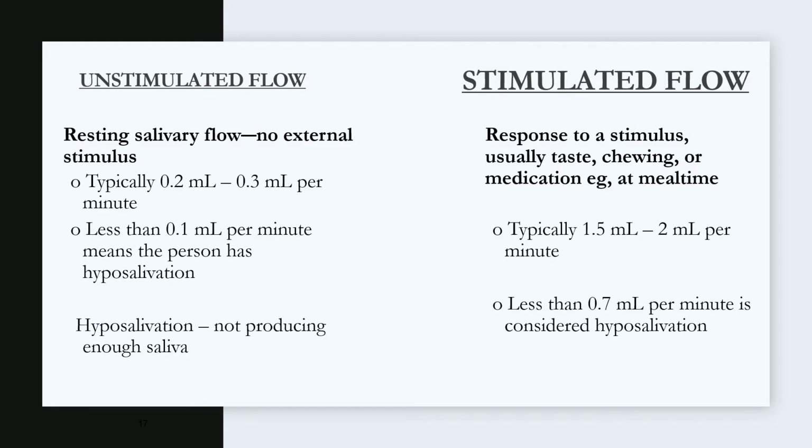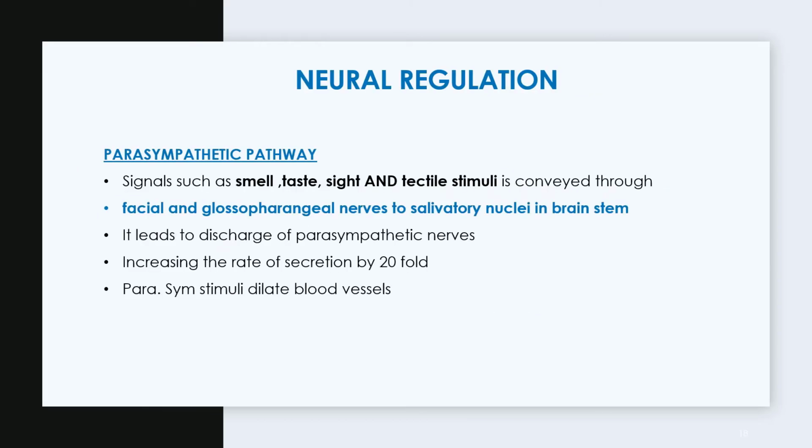Less than 0.7 ml per minute is considered hyposalivation. Now see the difference. Less than 0.1 ml per minute means the person has hyposalivation in the condition of resting, right? And 0.7 ml per minute is considered hyposalivation in the active state. So you have to compare these values.